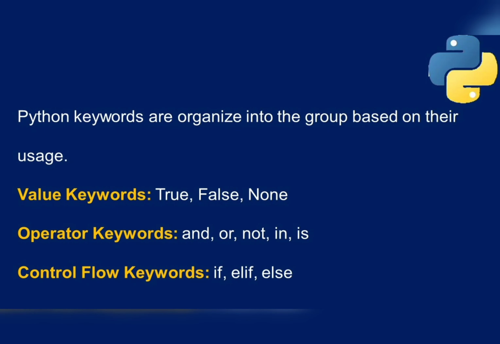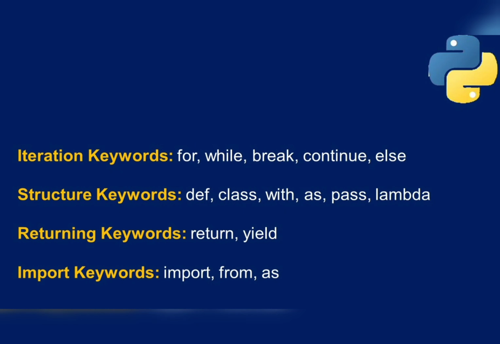Python keywords are organized into groups based on their uses. Value keywords: True, False, None. Operator keywords: and, or, not, in, is. Control flow keywords: if, elif, else. Iteration keywords: for, while, break, continue, else. Structure keywords: def, class, with, as, pass, lambda.